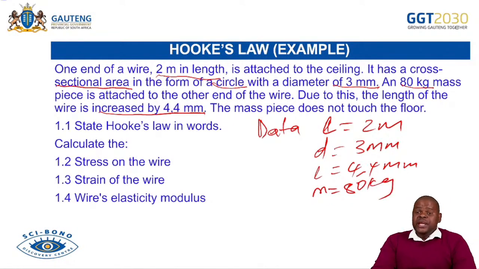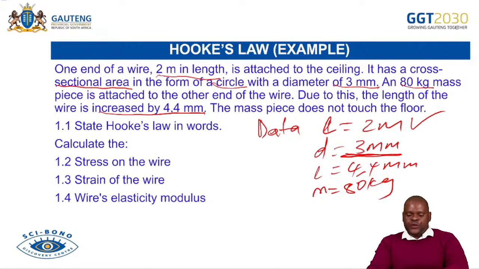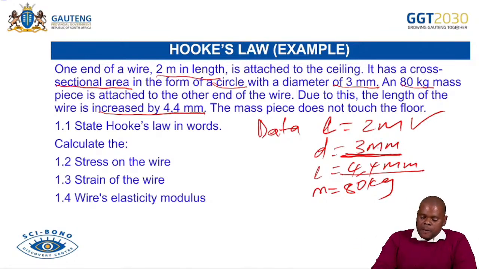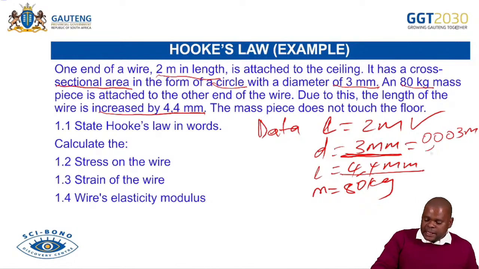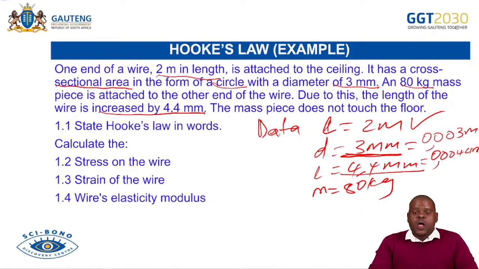We need to do conversions. Remember, everything must be in meters because the SI unit is meters. This one is correct. Then we need to convert the 3 millimeters and 4.4 millimeters into meters before we start. When we convert 3 millimeters into meters, we divide by 1,000, and it gives us 0.003 meters. The 4.4 millimeters, we also divide by 1,000, and it gives us 0.0044 meters.